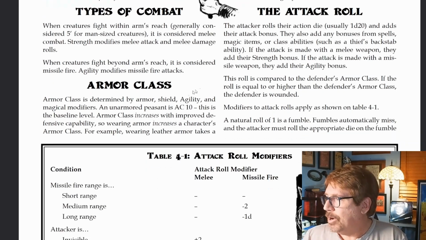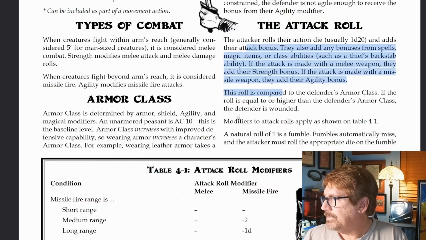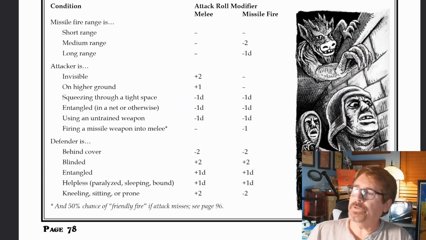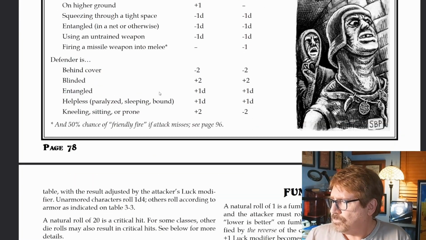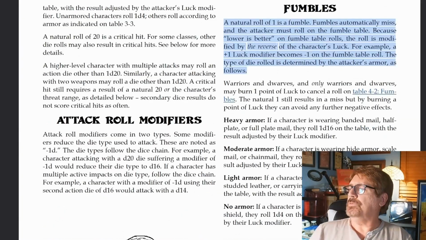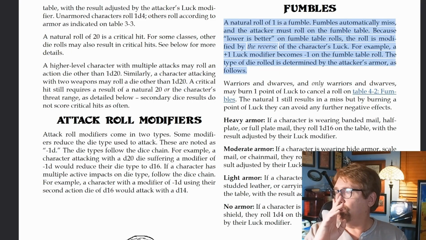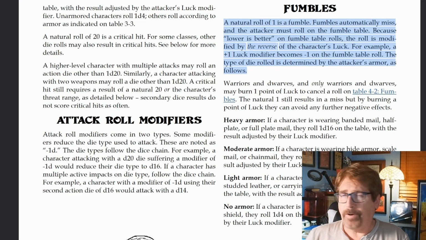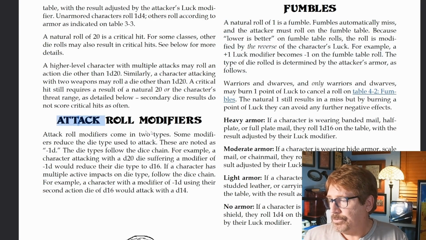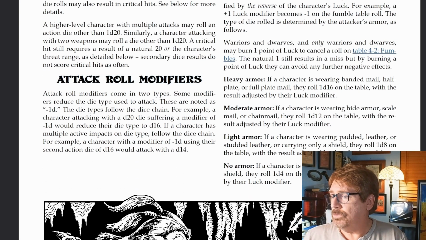Types of combat, your armor classes, the attack roll. It's basically pointing towards this chart down here. This looks pretty standard. Fumbles, traditionally, just a simple roll of one is always a miss, but obviously this game system takes it a bit farther, makes it more interesting in their view, which is cool.